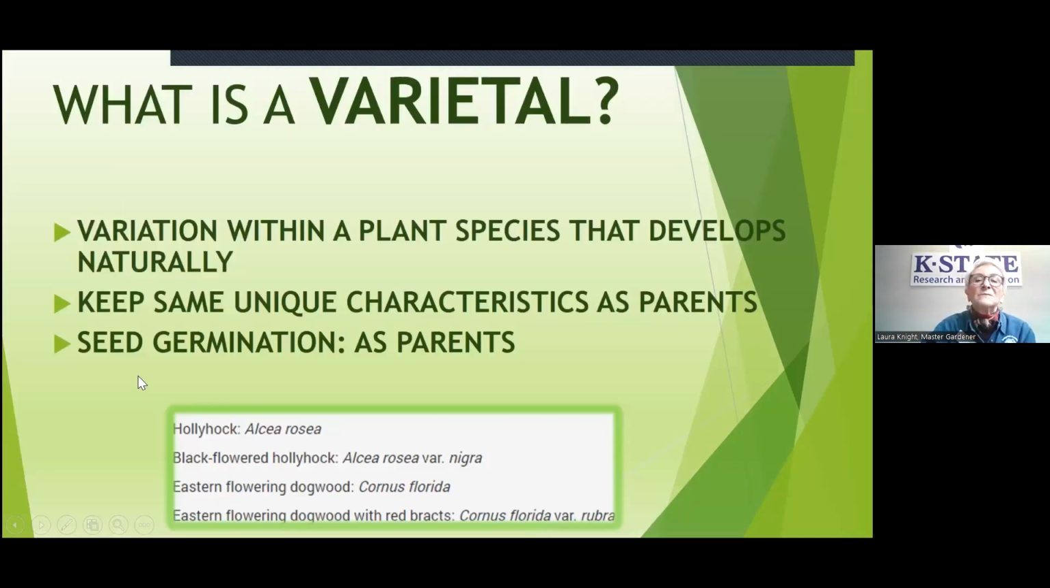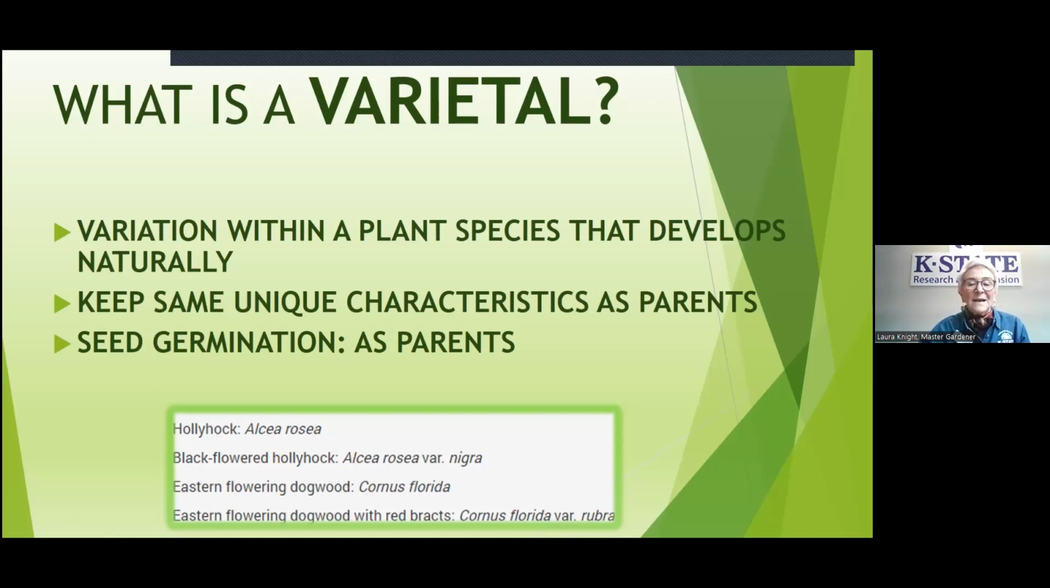And so the next word I would like to talk about is a varietal. What is a varietal? It's a plant that comes up, or we have a plant that's a varietal because a variation has occurred within a plant species. And they keep the same unique characteristics as the parents. And when the seeds germinate, they are true to the parents.